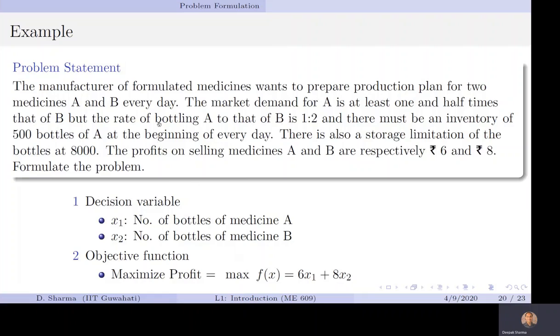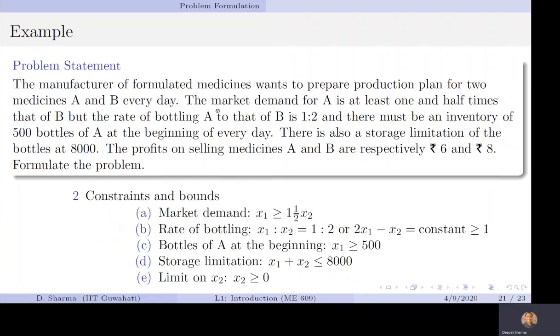Now, while reading this statement, there are certain restrictions. So what are those restrictions? The first is called market demand. The market demand is at least 1.5 times, so I can write x1 should be greater than or equal to, because the words at least mean it should be either this one or it can be greater than, so x1 greater than or equal to 1.5 x2. And the rate of bottling is given as 1:2, so x1 is to x2 is 1 by 2, which is generally a constant. And if I take this constant, I'm just writing the equation for the simplification.